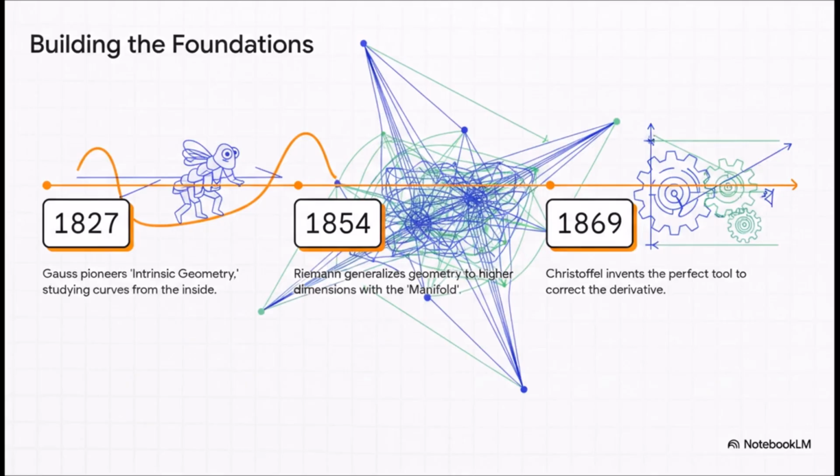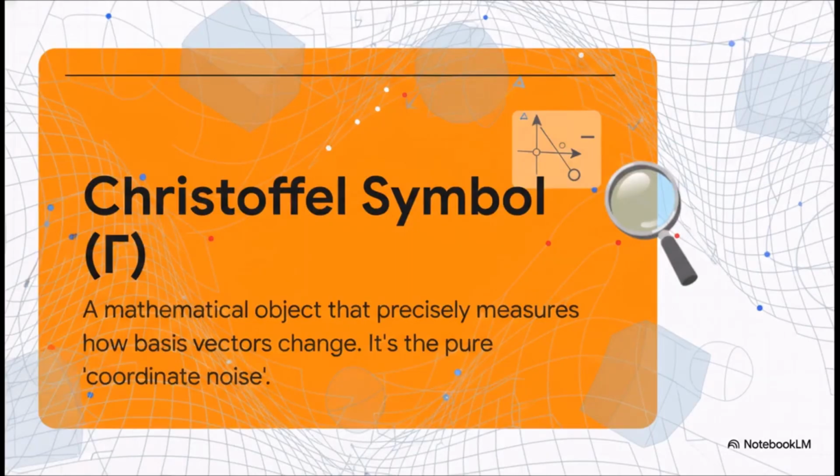It started with the legendary Carl Friedrich Gauss, who imagined what it would be like to be a two-dimensional creature living on a surface. Then Bernhard Riemann came along and just blew that idea up into any dimension you can imagine. But the person who finally put it all together and invented the perfect tool for our specific problem was a German mathematician named Elwin Christoffel in 1869. And he called it the Christoffel symbol.